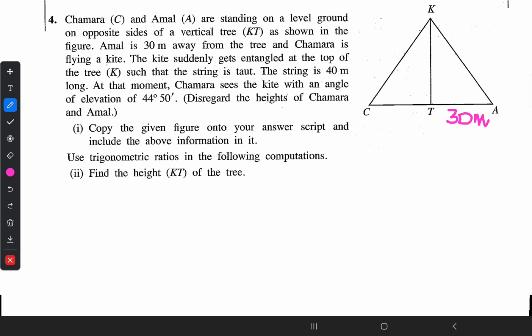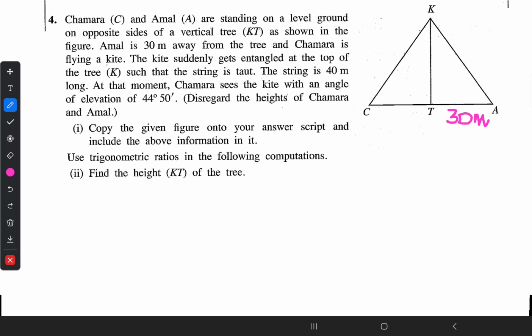Chamara is flying a kite. The kite suddenly gets entangled, so it was stuck on the top of this tree. The string is taut, so that means this is a straight line. If it was not taut, it would be something like this, but the string was taut, so this is a straight line.